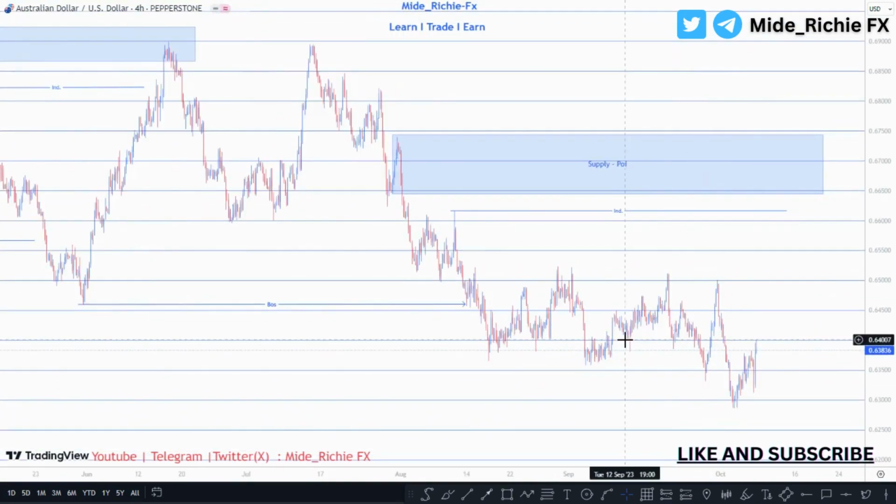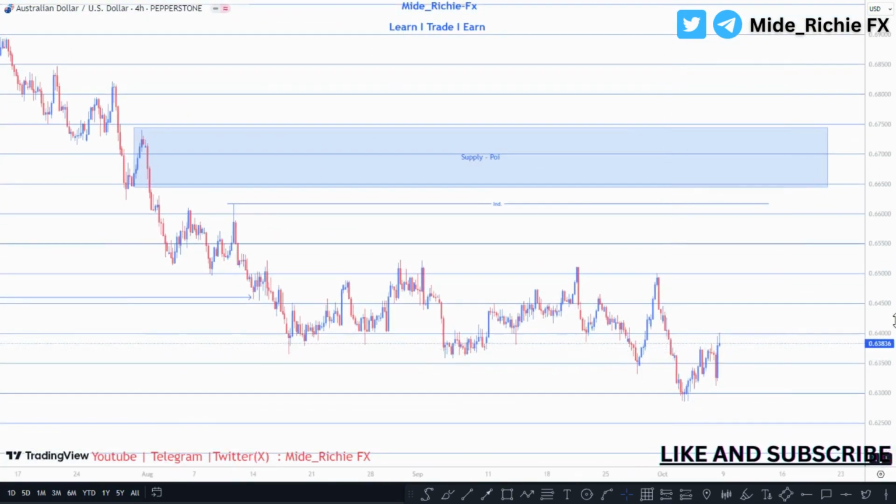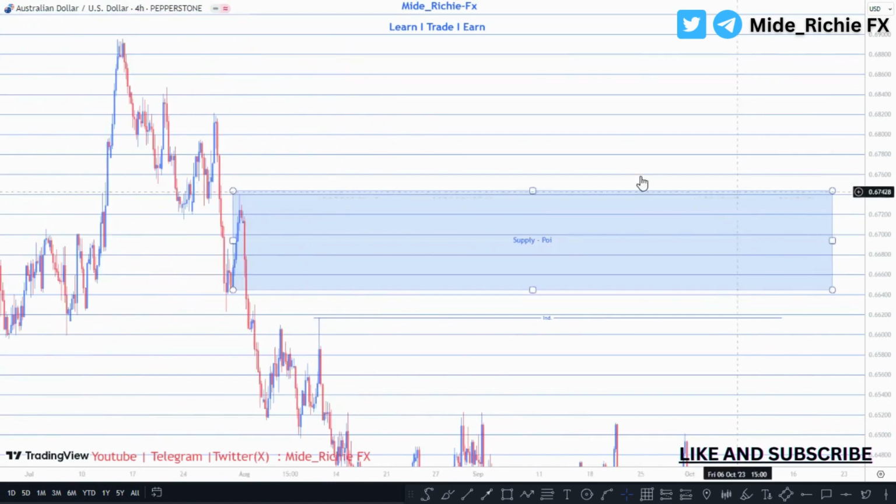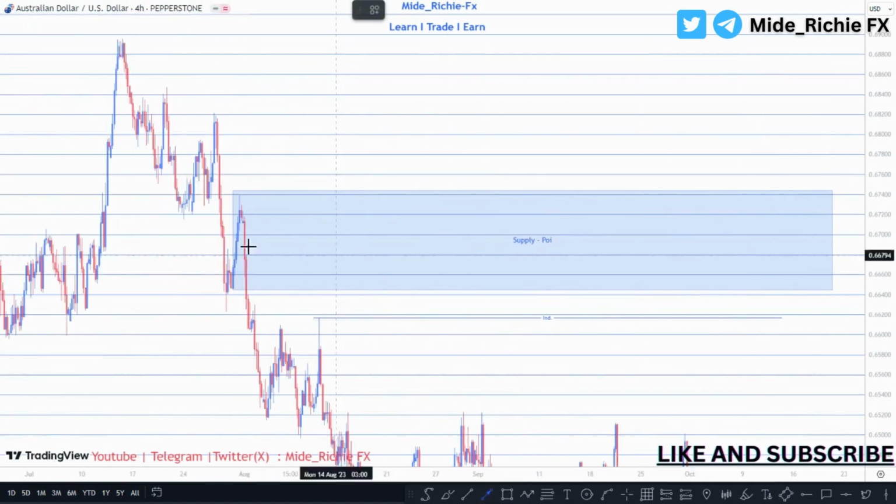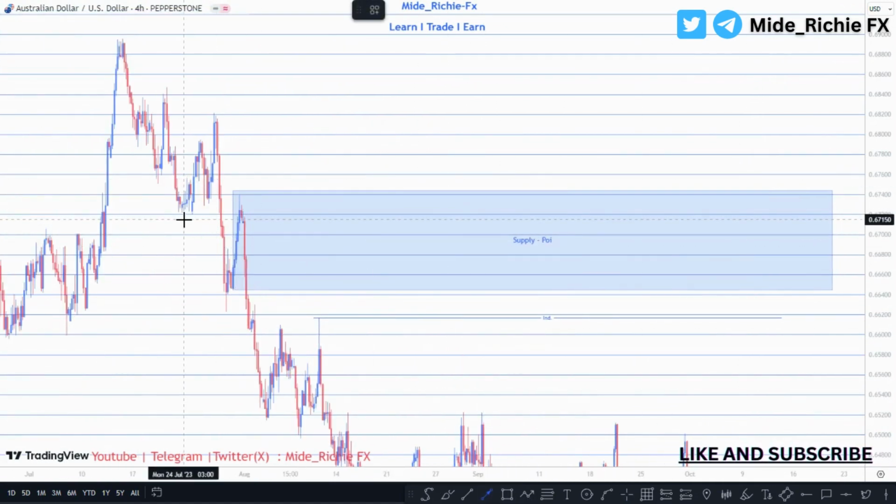Right here, we see that we have a lot of break of structures. I mean, a lot of break of structures right here. We have this one right here, this break of structure first.